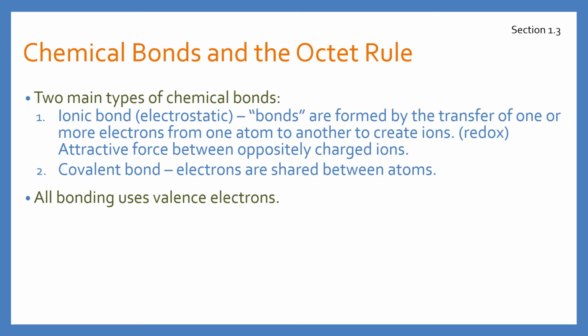So if something is reduced and oxidized, the species that is reduced is gaining electrons. The species that is being oxidized is losing valence electrons. A covalent bond is formed by the sharing of valence electrons.